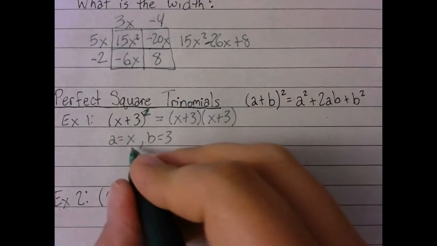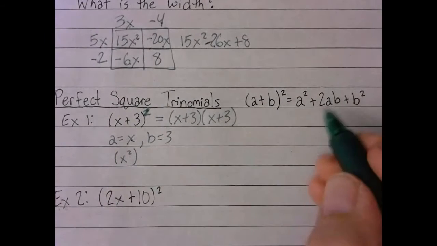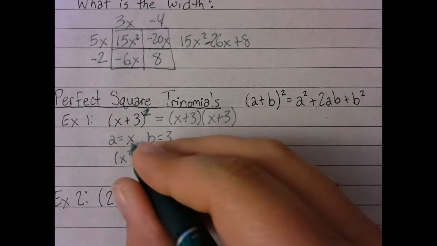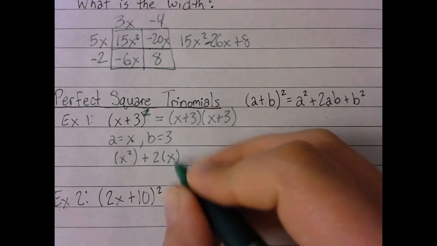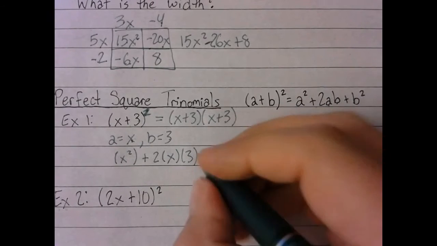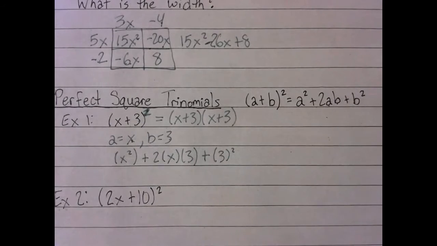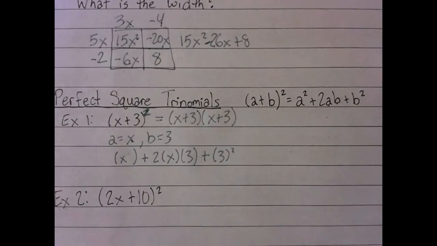Our formula says we have a squared, which is really x, so we have x squared, plus 2 times a times b. So plus 2 times a, which in this instance is x, times b, which is 3, plus b squared, so plus 3 squared. Let's simplify this a bit. Ooh, I don't know why I put the squared on the inside there.